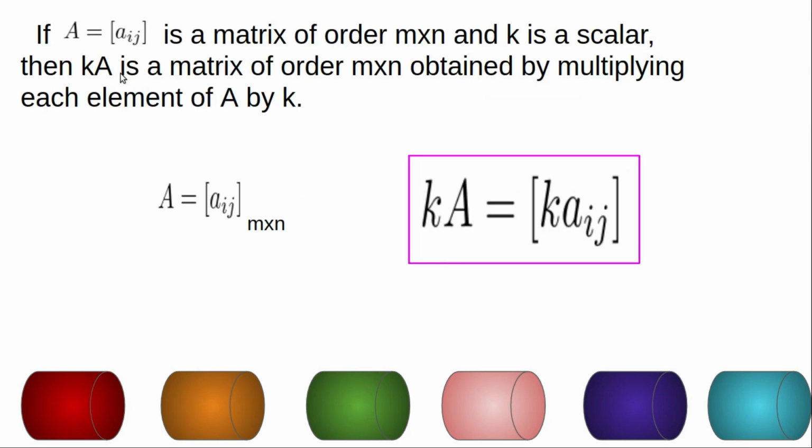If A equal to Aij is a matrix of order m by n and K is a scalar, then KA is a matrix of order m by n obtained by multiplying each element of A by K. A is a matrix of order m by n. K into A is obtained by multiplying each element by K.